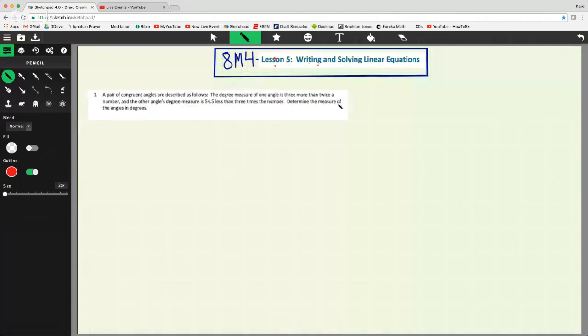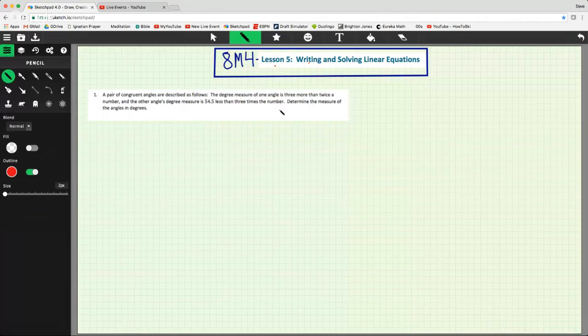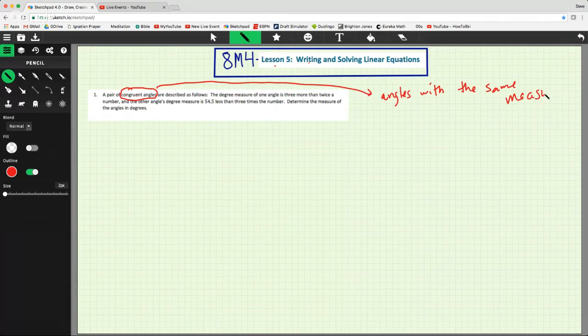Okay, so here we go. Here's our first example, from today's lesson. A pair of congruent angles are described as follows. The degree measure of one angle is 3 more than twice a number, and the other angle's measure is 54.5 less than 3 times the number. Determine the measure of the angles in degrees. So congruent angles. What are congruent angles? We have to remember, congruent angles are angles with the same measure.